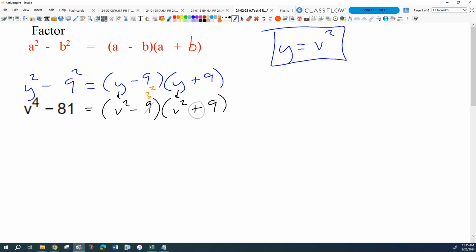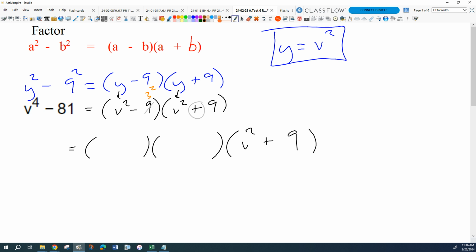Even though v squared plus 9 looks like v squared plus 3 squared, we don't do anything with that. Sum of squares stops. We can't factor it. But this one we can. So this last one, the v squared plus 9, is done.